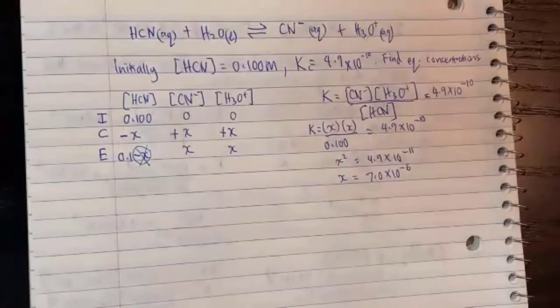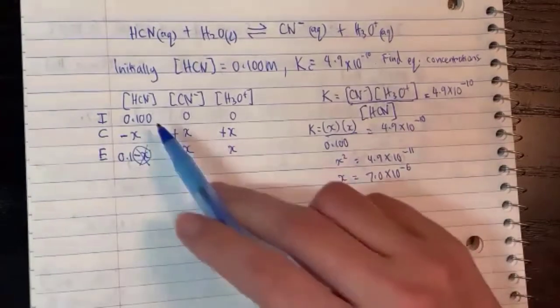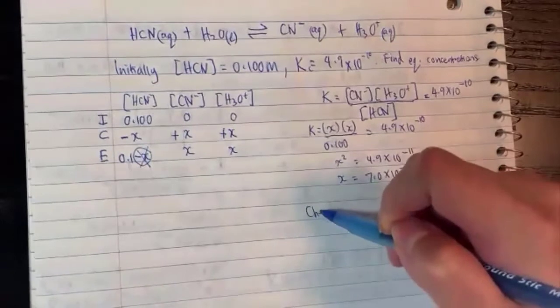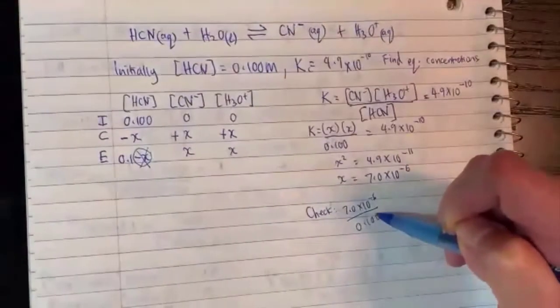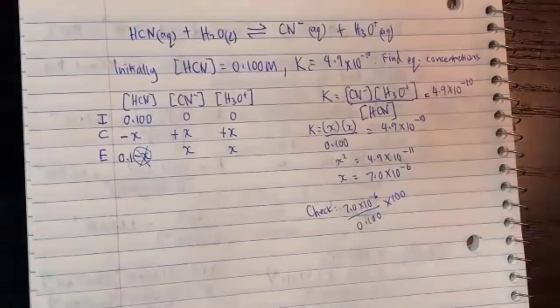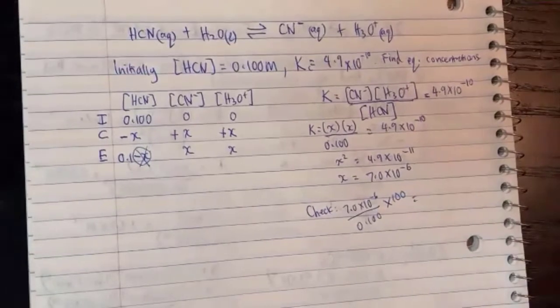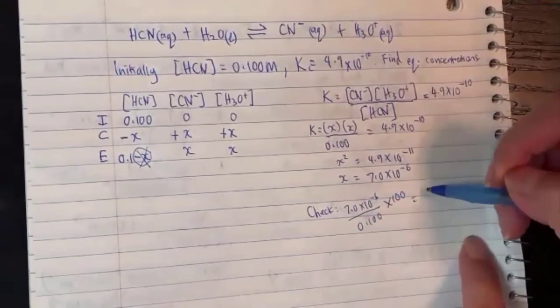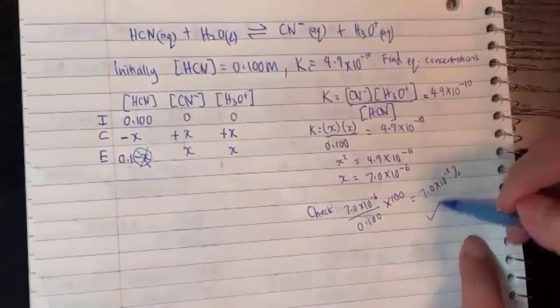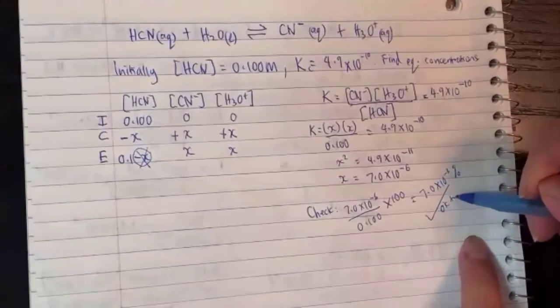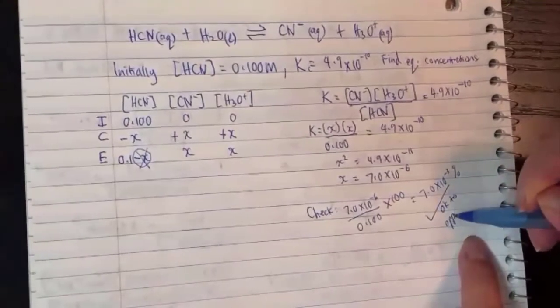Since we shortened our math a lot, we want to check to make sure x is less than 5% of 0.1, which is the initial value. So let's take a quick check: 7.0 times 10 to the minus 6 divided by 0.1, times 100 to get a percentage. We get a really small percentage, 7.0 times 10 to the minus 3%. That's so small, it means it's less than 5%, so it's okay to do our shortcut and approximate our math.